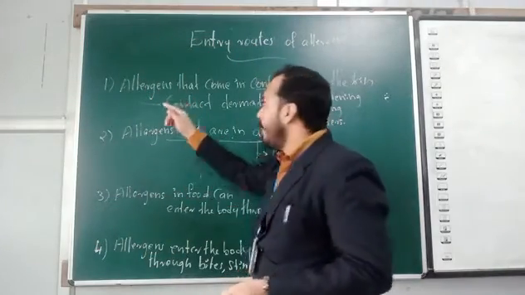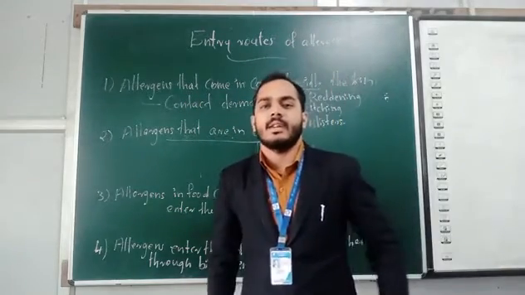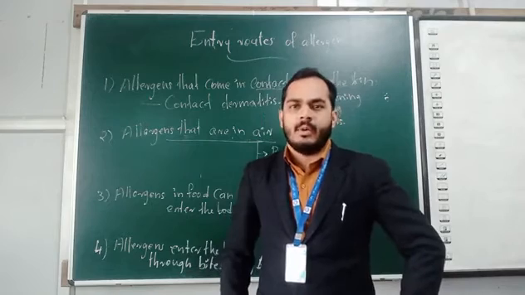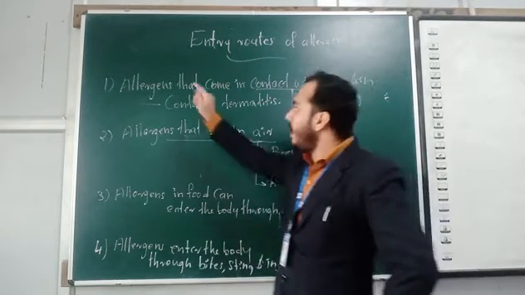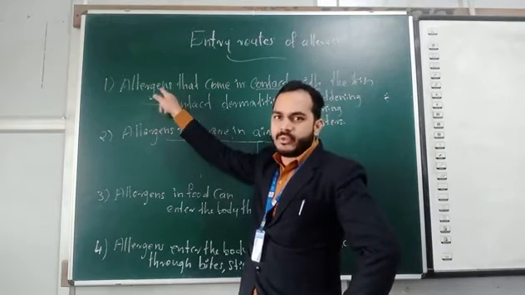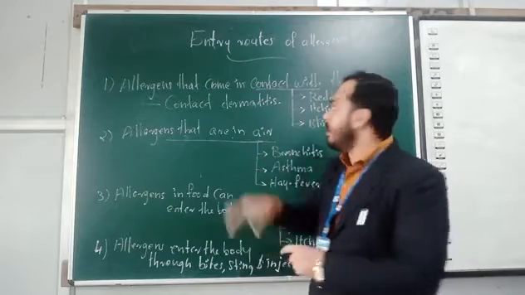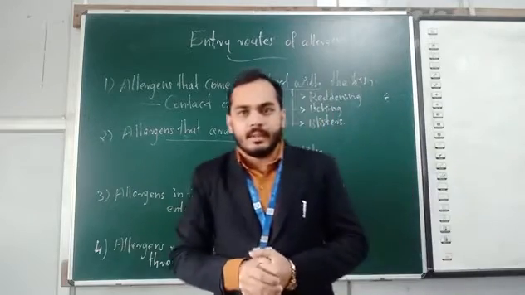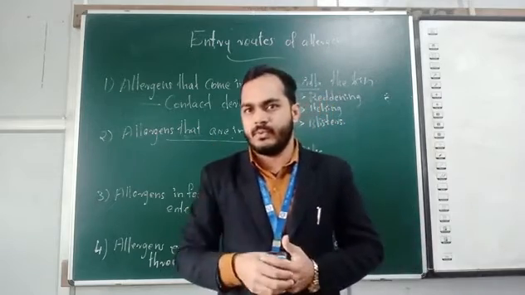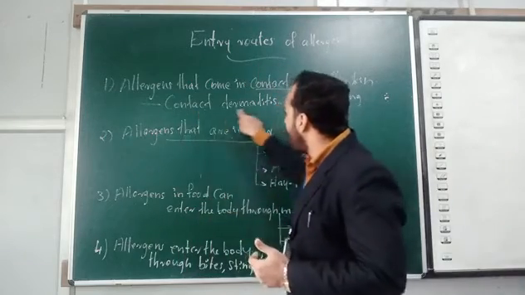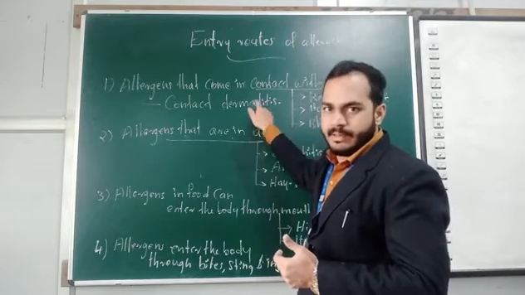First entry route: the allergens that come in contact with the skin. What is the meaning of this sentence? The first route: allergy causing agents that come in contact with the skin. So this direct contact with the skin has one other name, and that name is contact dermatitis. What does this word mean? Contact dermatitis.